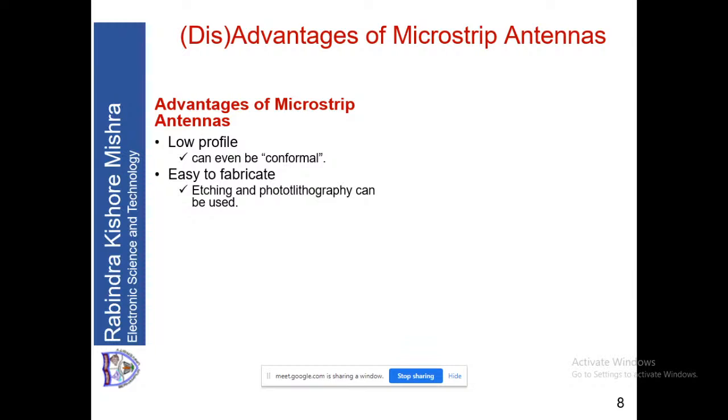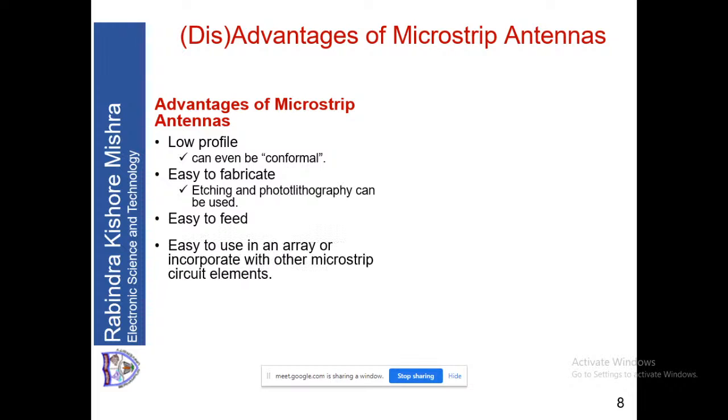Then easy to fabricate, because PCB fabrication has become so easy. Simply use the etching or photolithography technique, you can fabricate it. Easy to feed. Feeding the microstrip antenna is the easiest compared to all other antennas. You don't require a matching network or a proper feed design like other antennas. Simply you can use a coaxial cable to feed the microstrip antenna. That is the most beautiful thing about the microstrip antenna.